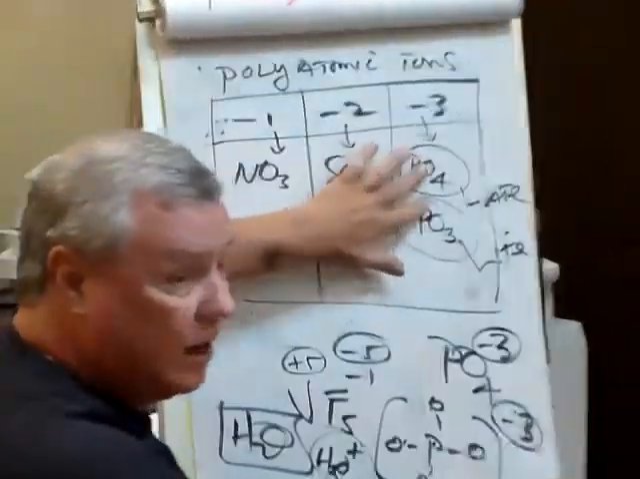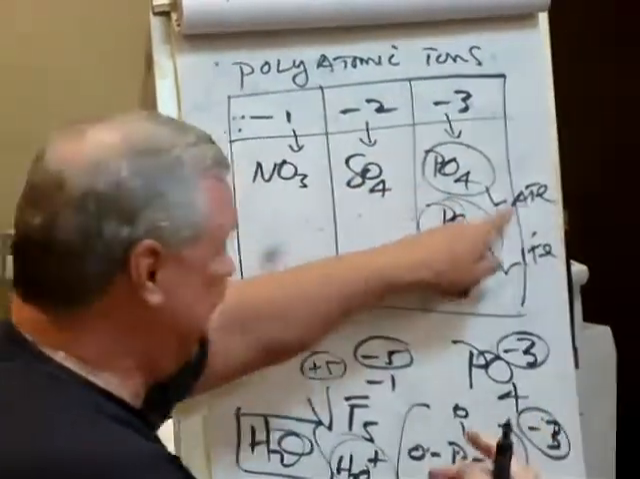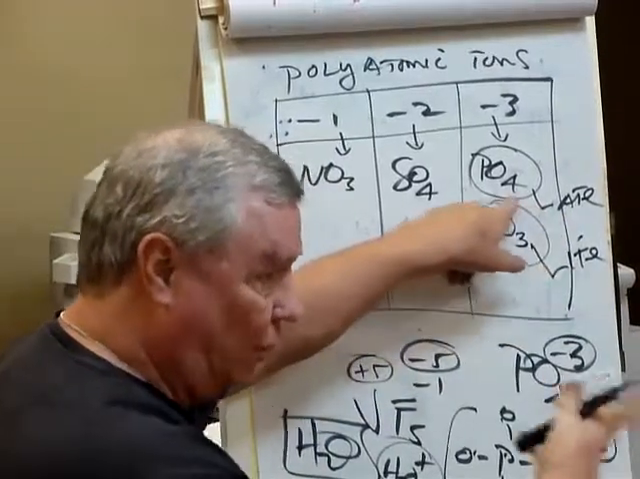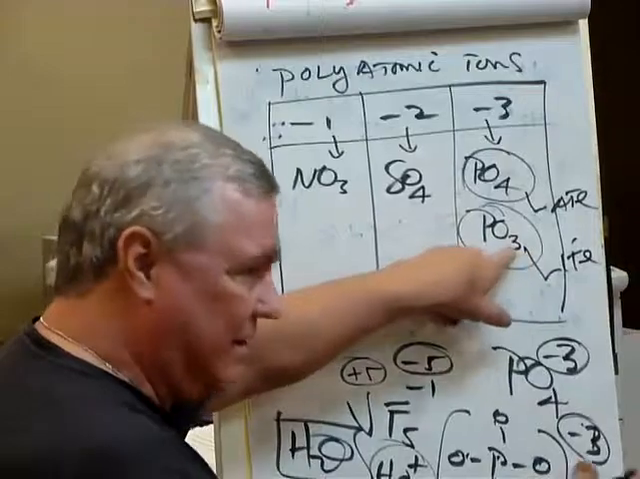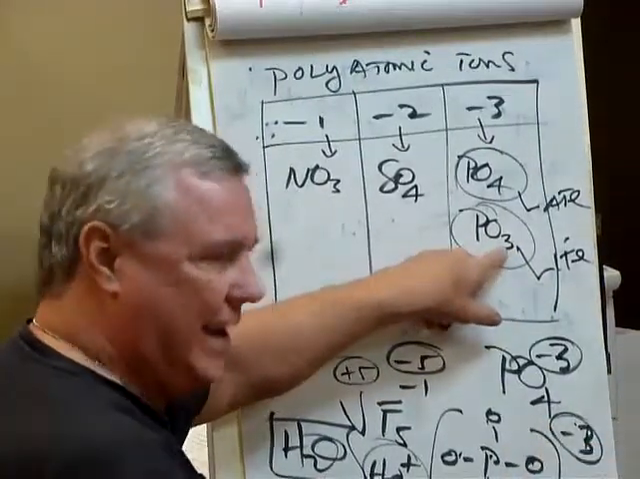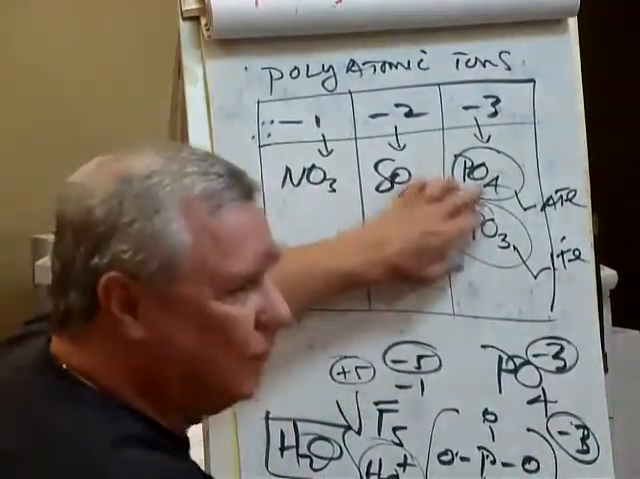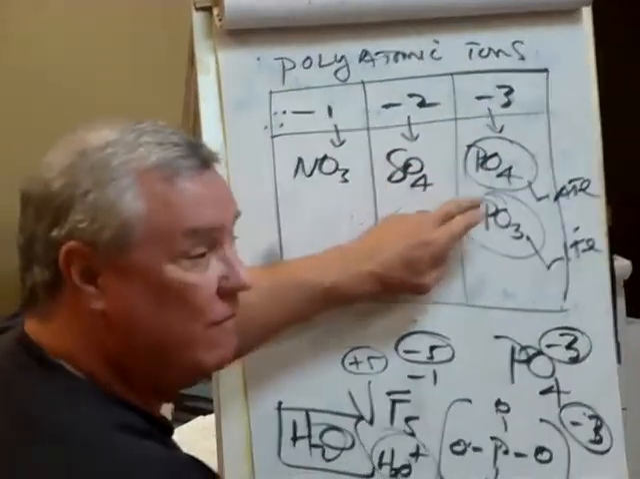So the polyatomic ion that has more O's gets the -ate. I can't believe I ate the whole thing. It had so many oxygen. And the one that has fewer oxygen gets the -ite. And for the street girls, we just say ite. Okay? So this is going to be phosphate, and this is going to be phosphite.